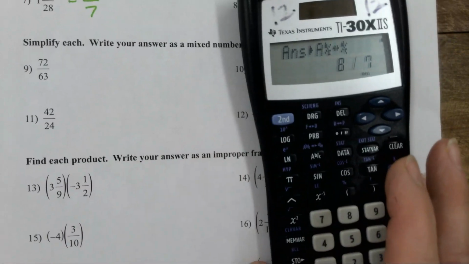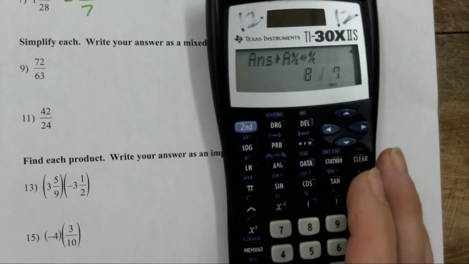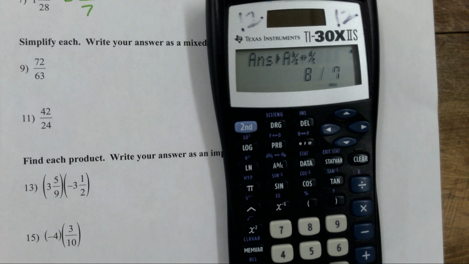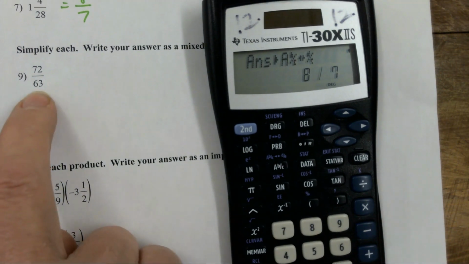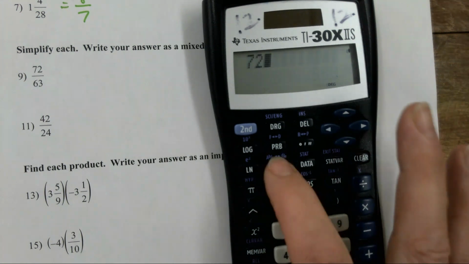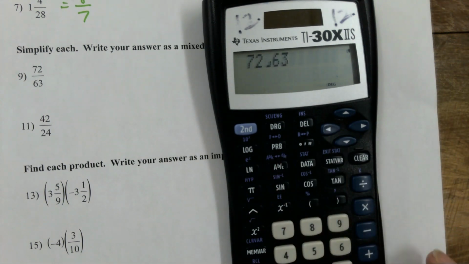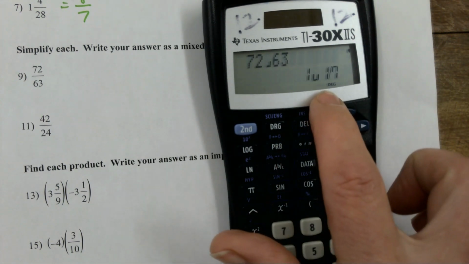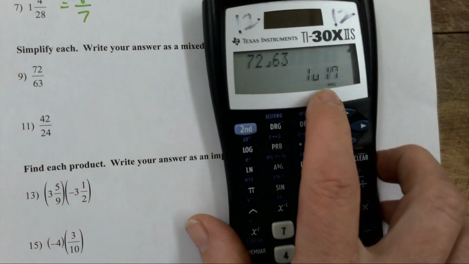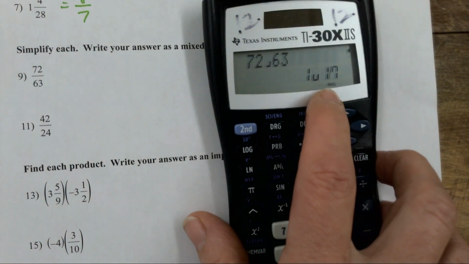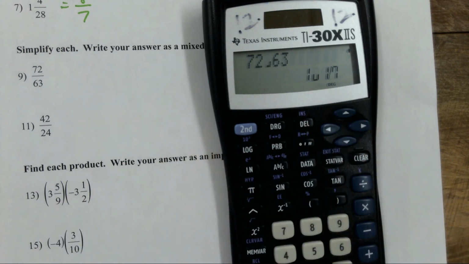We don't have to do an extra step. Now again, if you have a calculator like Mikhail's, then we're going to have to take another step on yours for these problems. So this is 72 fraction 63. All I do is hit enter, and it does two things for me. It puts it in mixed form and in lowest terms right away. So I don't have to do any work other than plug this in the calculator.